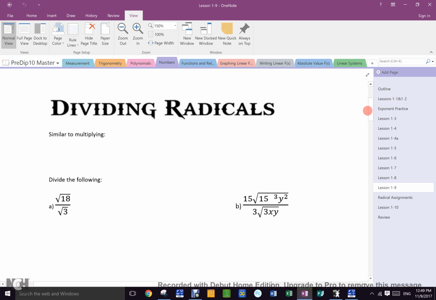All right. It is similar to multiplying. So, we know that 9x squared over 3x is what?